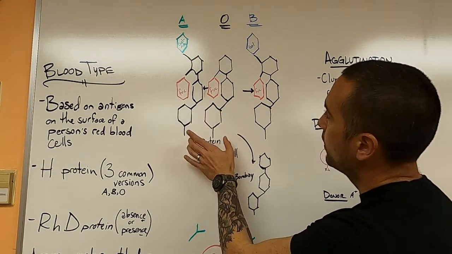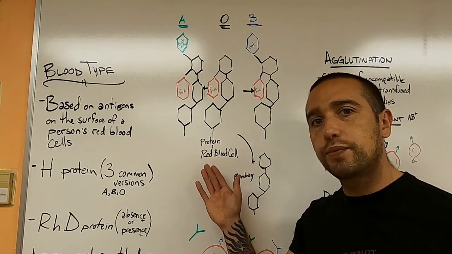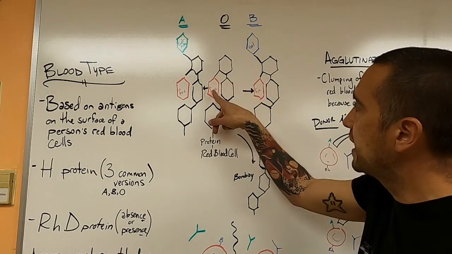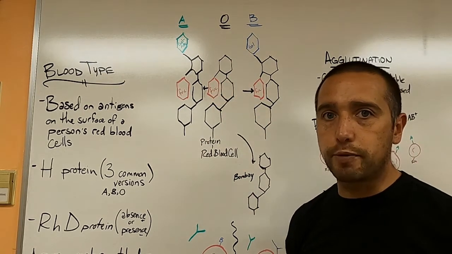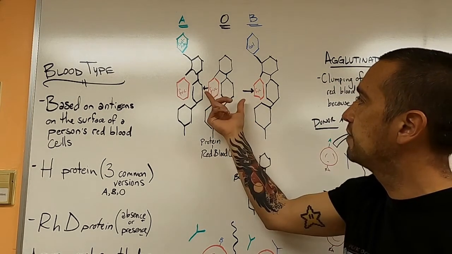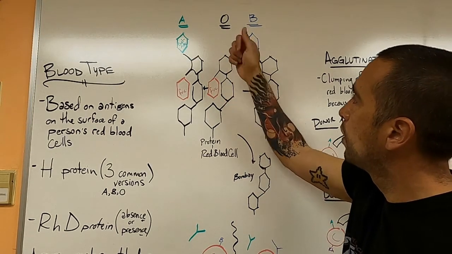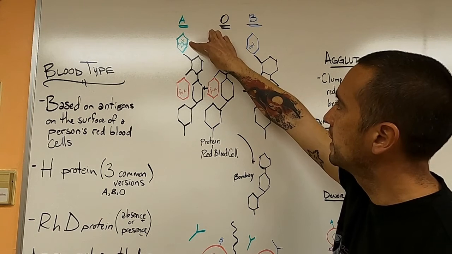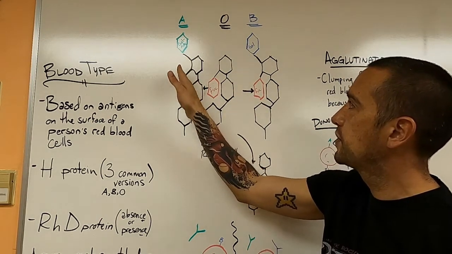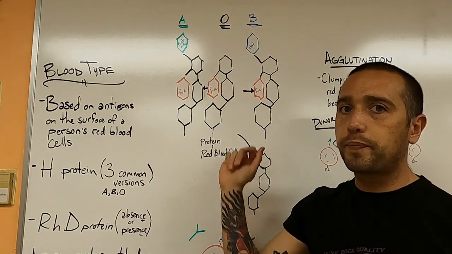Someone who has O-type blood has what is referred to as an H protein. It has some sugar molecules, and it has a fucose, which I've color-coded red. There are enzymes that a person might have that would attach either another sugar called galactose or a different type of sugar called GalNAc. And that would determine if this person's H protein is A or B.